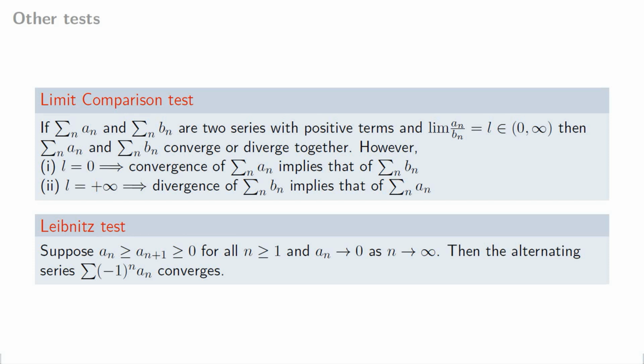So far we have discussed tests for series with non-negative terms, and now for the first time we shall discuss a test for series containing both positive and negative terms. This is known as the Leibniz test. Suppose a_n greater than equal to a_(n+1) greater than equal to 0 for every n greater than equal to 1, and a_n tends to 0 as n tends to infinity, then the alternating series summation (-1)^n a_n converges.